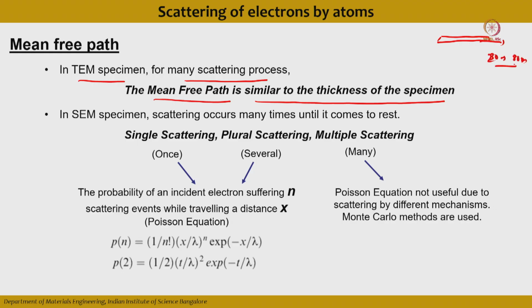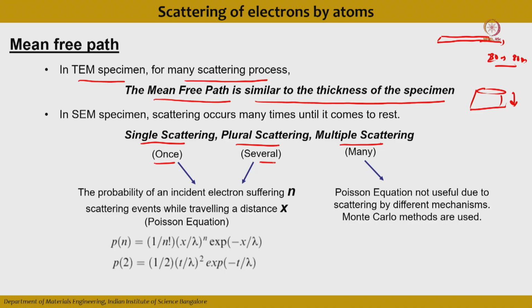So, these are very thin samples. Usually the mean free path is similar to the thickness of the specimen. But in SEM samples, which are bulk samples with a few hundreds of microns of thickness, the electron can be single scattered, plural scattered, or multiple scattered. So, what is single scattering? It scatters only one time during the interaction with the sample.